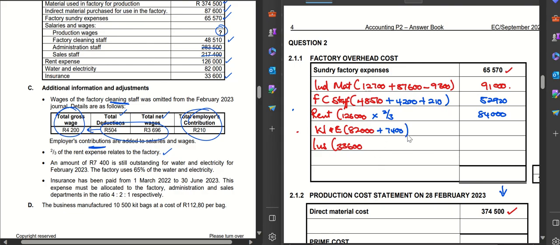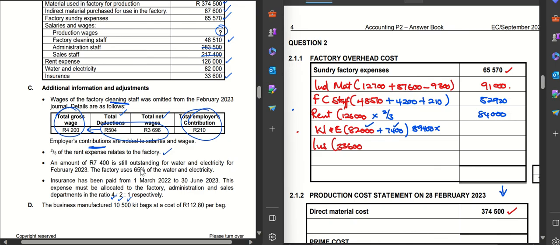So like I did in the other paper, I think that was the Free State paper, I would want to encourage you to add these amounts before you allocate, so that you just know how much that is. If you add this, it should give you 89,400. Then you can come to the next part of the adjustment, which says this should have been allocated in the ratio of 4:2:1. This is water and electricity.